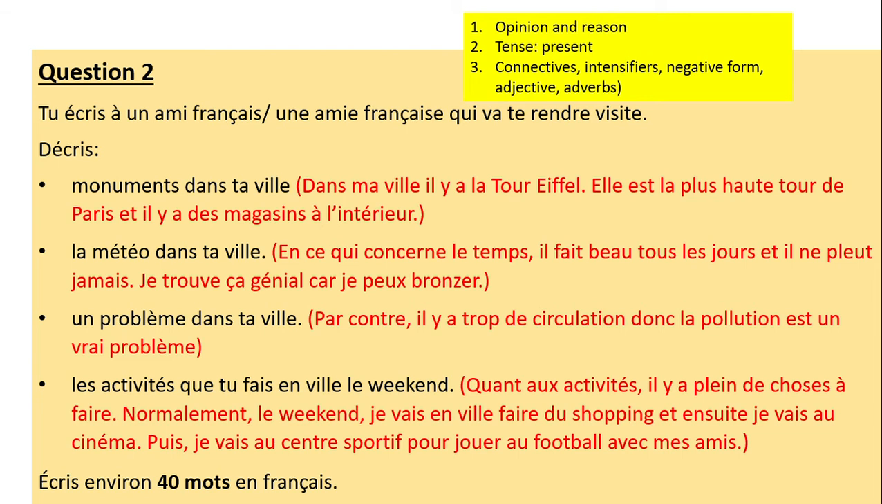So here is an example for each bullet point. So the first one, "dans ma ville, il y a la tour Eiffel, elle est la plus haute tour de Paris et il y a des magasins à l'intérieur." Second one, "en ce qui concerne le temps, il fait beau tous les jours et il ne pleut jamais. Je trouve ça génial car je peux bronzer." Third one, "par contre, il y a trop de circulation, donc la pollution est un vrai problème." The fourth one, "quant aux activités, il y a plein de choses à faire. Normalement, le week-end, je vais en ville faire du shopping et ensuite je vais au cinéma. Puis, je vais au centre sportif pour jouer au football avec mes amis."